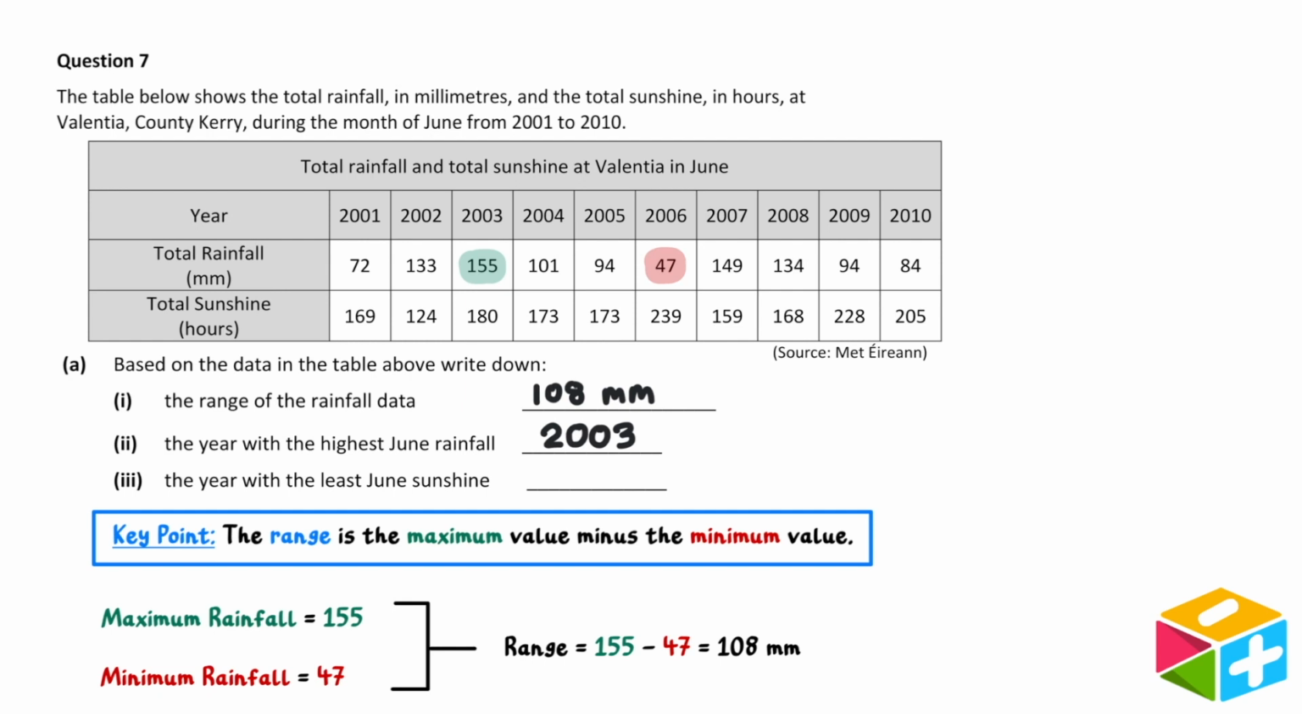In part 3, we want the year with the least June sunshine. To solve this, we'll need to scan through our sunshine data and look for the smallest number we can find. Once we do this, we'll notice that the smallest number is 124. This occurred in 2002, so the year with the least June sunshine was 2002.